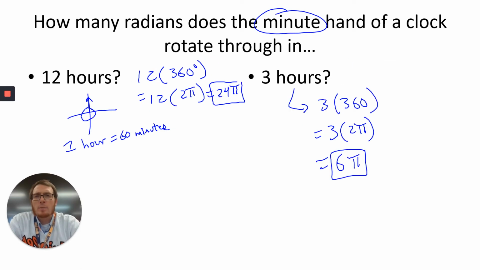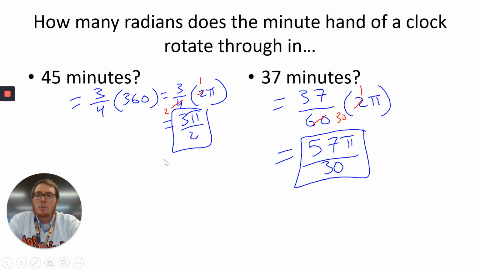You want to write it in radian format. The next question deals with the minute hand. And remember, the minute hand goes around one time every 60 minutes. So if you ask for 12 hours, the minute hand is going to go 12 times around, 12 times 360 or 12 times 2 pi, and that's 24 pi. In 3 hours, it's 3 times 2 pi or 3 times 360, and that would be 6 pi radians. And remember, it's just because that minute hand goes around one time around the circle in 60 minutes.